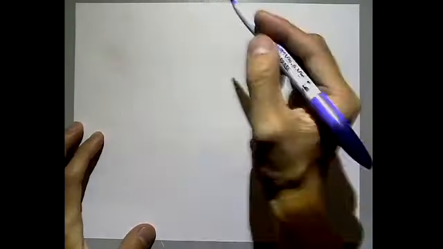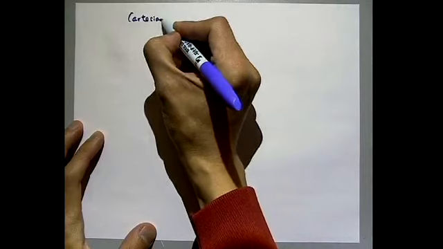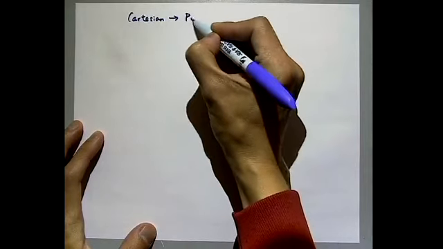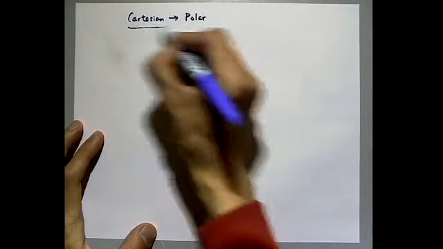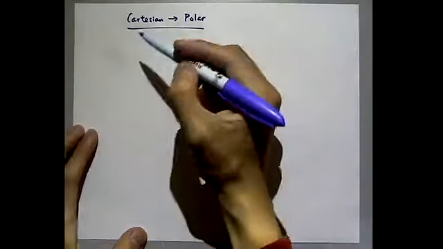All right, so let's look at the other conversion. Last time we looked at how we can go from polar to Cartesian. Now we'll look at a Cartesian to polar conversion. This is a little bit more complicated, and you'll see in a second why.